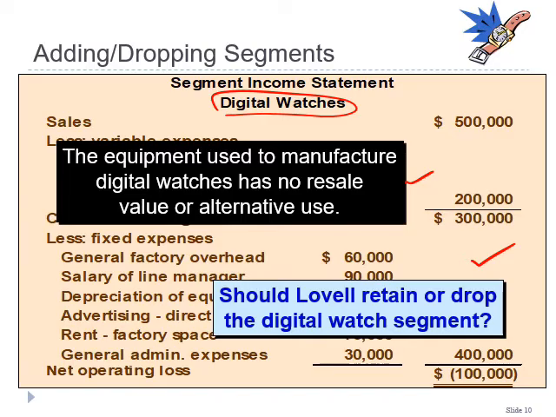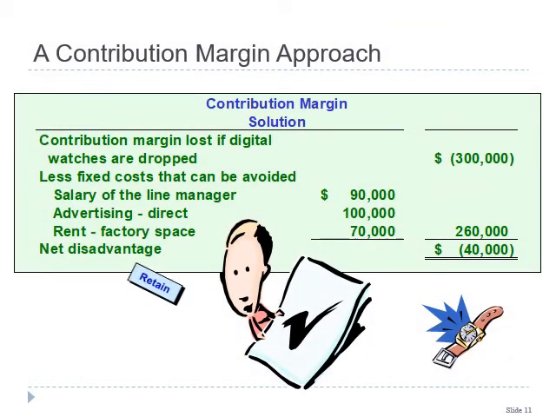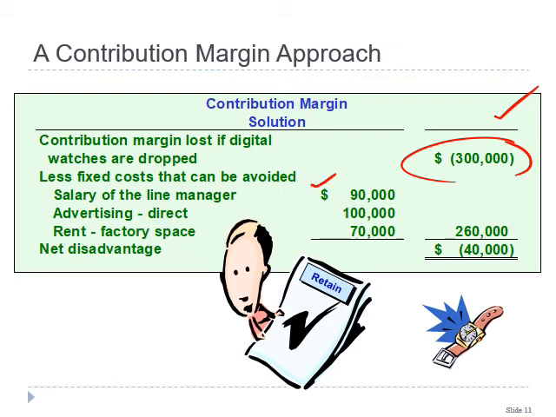So the question is, should Lowell retain or drop the digital watch segment? Let's talk about that. Now let's talk about the differential approach, that is, the contribution margin lost. In our previous example, the digital watch segment makes $300,000 contribution margin. Why is it negative? Because that profit is going to be lost. Then less the fixed costs that can be avoided. Salaries we can avoid, so these are relevant, 90,000.